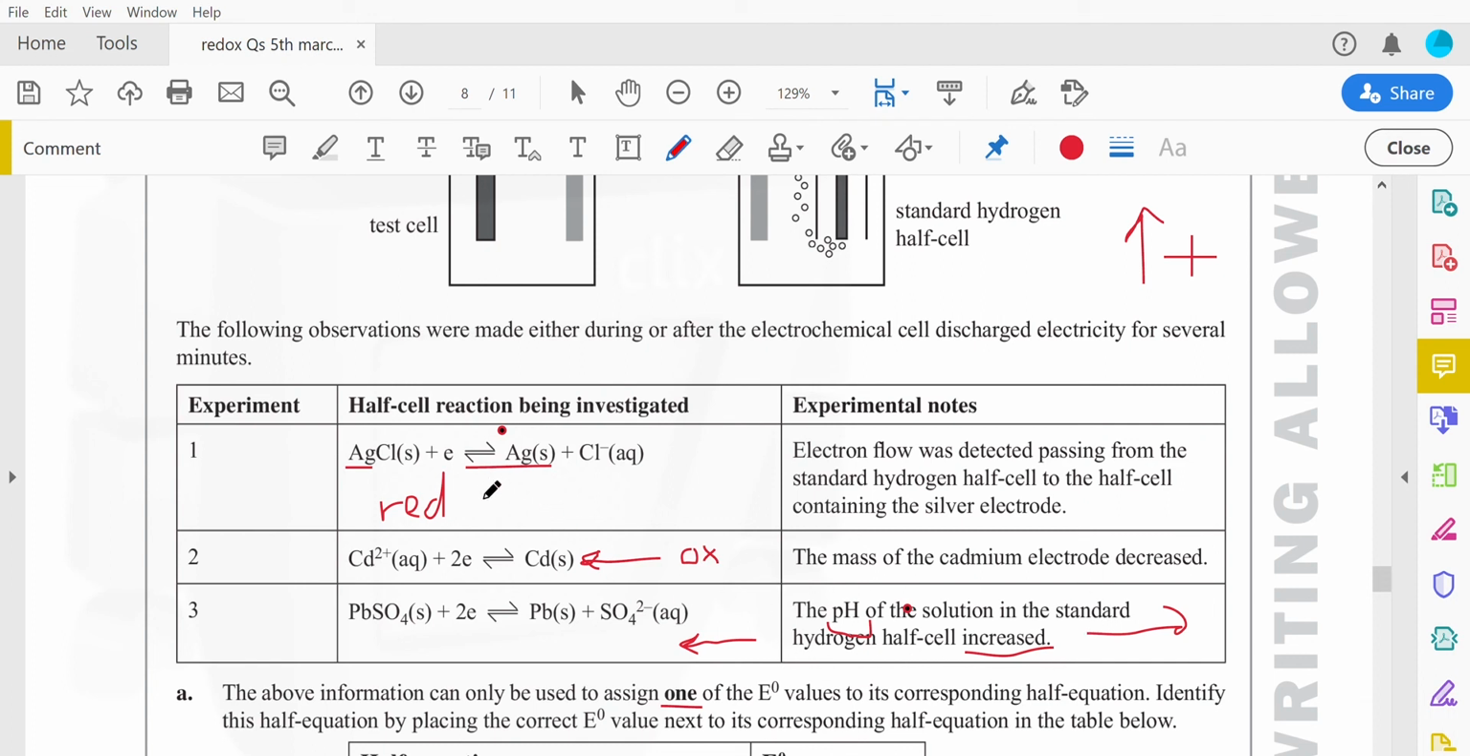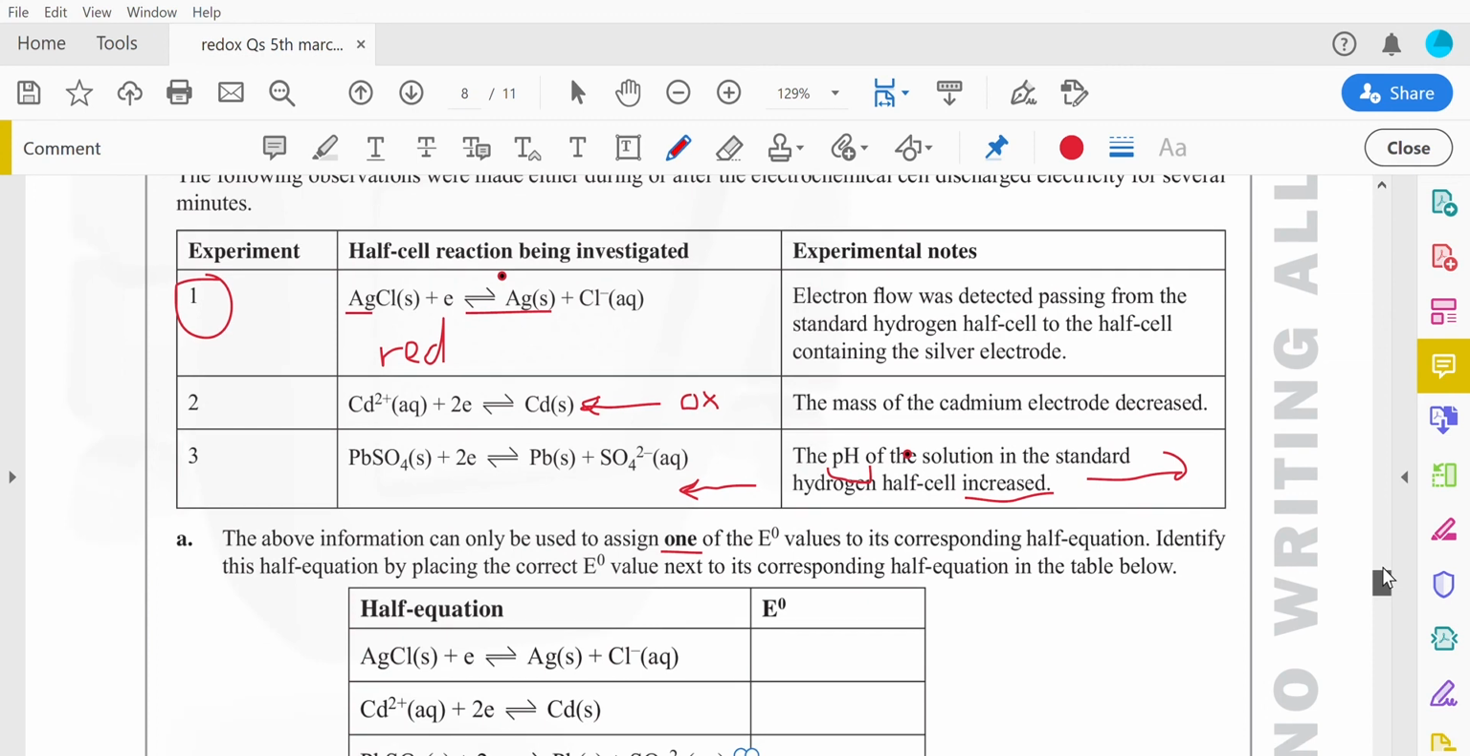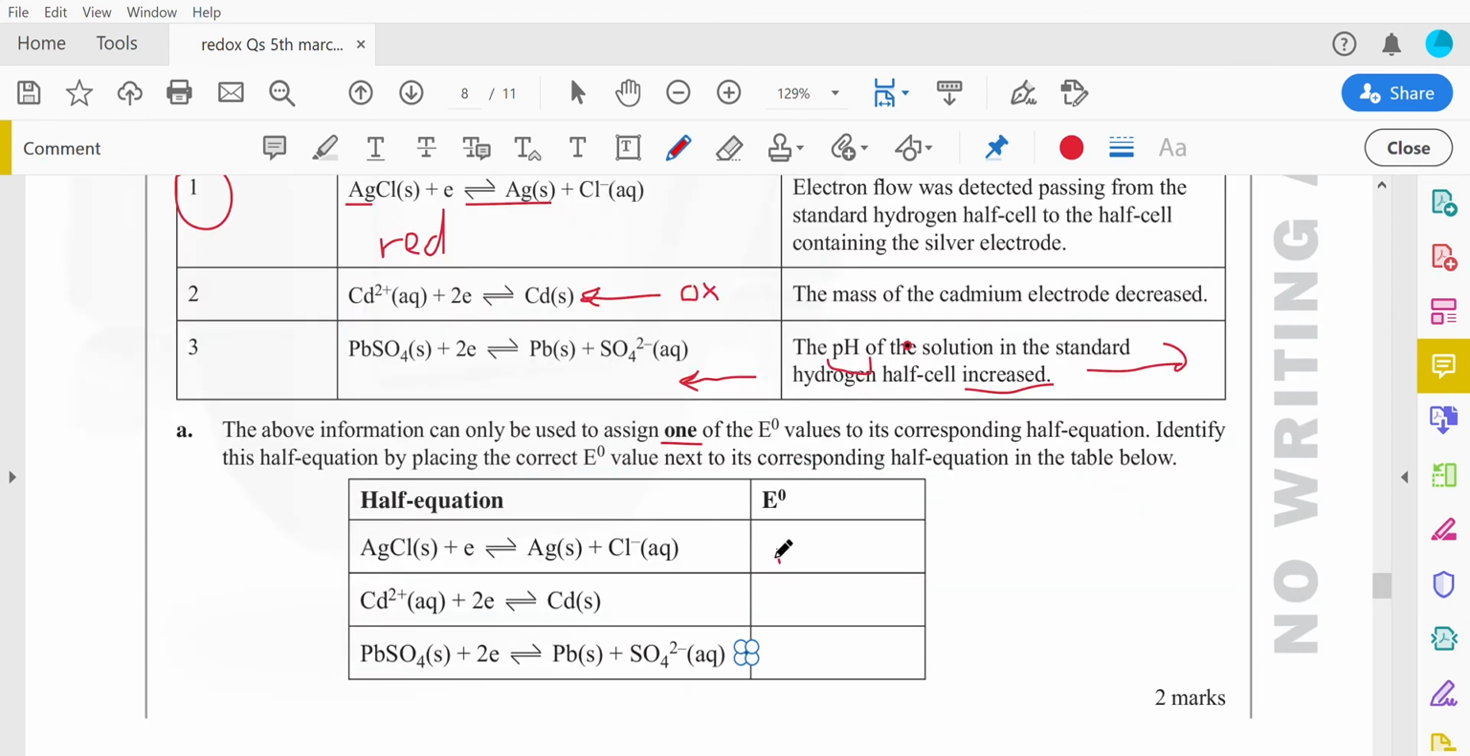Therefore, the only one we can absolutely assign, because it must fall above the hydrogen half cell, is 1. And because it gets more positive the higher up you go, this must be our, is it plus 0.22? Plus 0.2. Excuse my terrible 2's. There we go. That's question 16, part A.